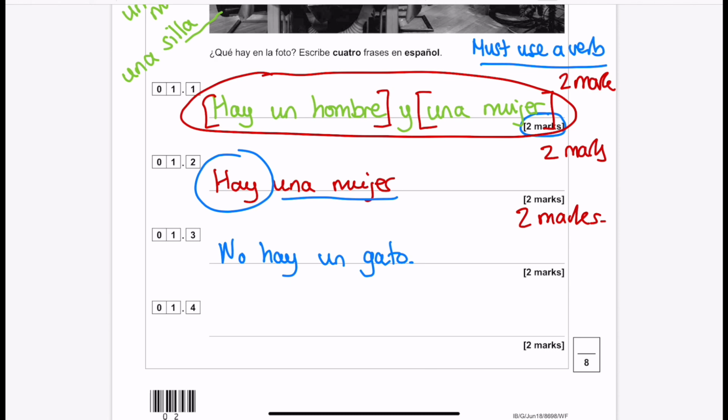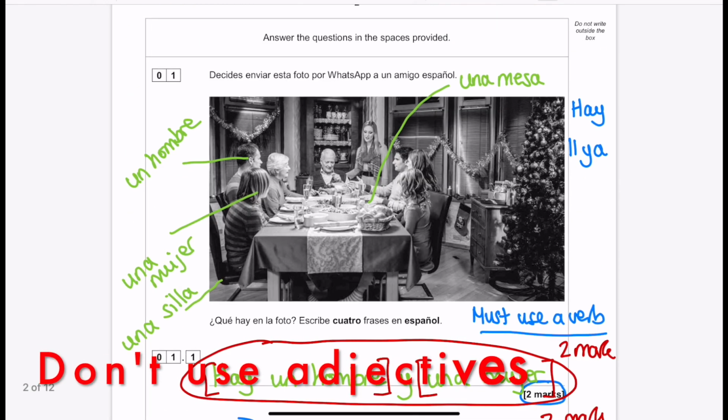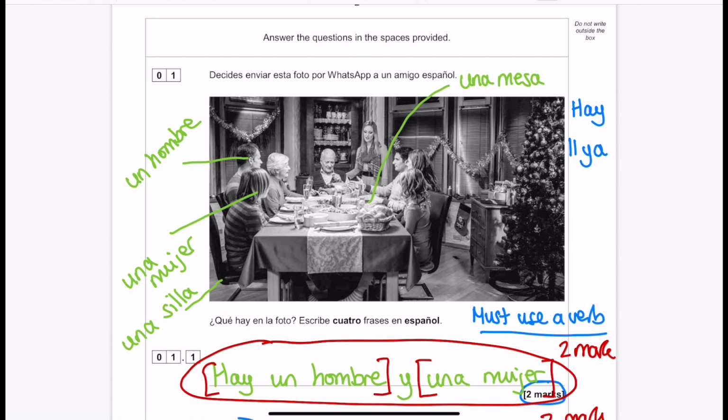The last thing to note is I would leave any adjectives, because 1, the photograph is going to be in black and white, and 2, you want to keep this part as simple as possible and just breeze through it to give you a really good confidence boost before you launch into the rest of the paper.